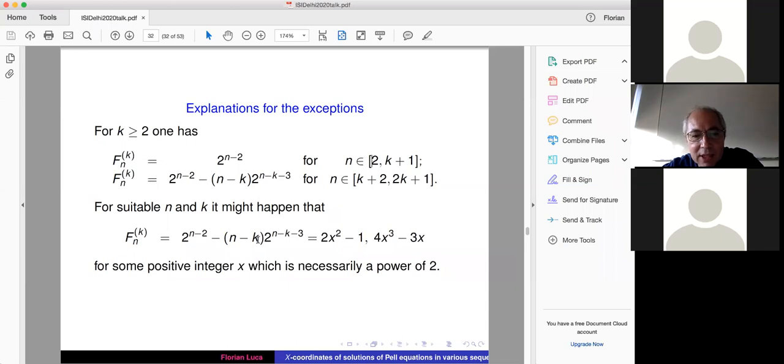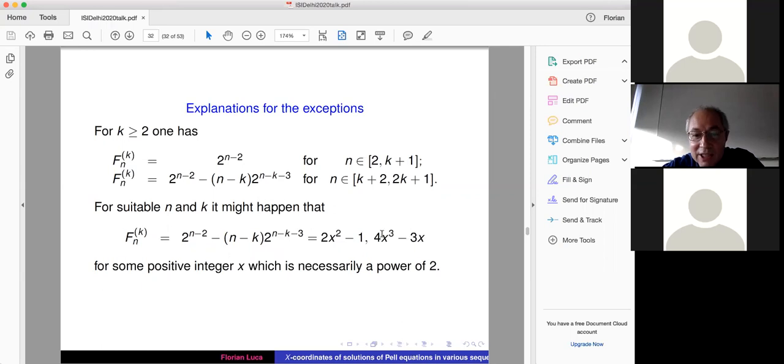For example, here take n minus k equal to 2. The exponent here is 2 minus 3, which is negative 1. So 2 to the negative 1 is 1/2. It multiplies the 2, and it becomes this 1 in here. So if you make n minus k equal to 2, and then you take an n such that n is odd, then 2 to the n minus 2 is 2x squared for some x. So you got this one.